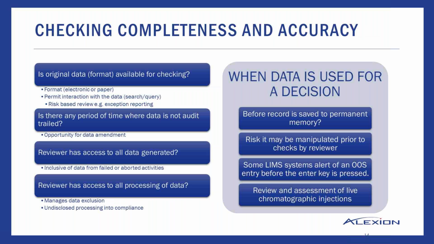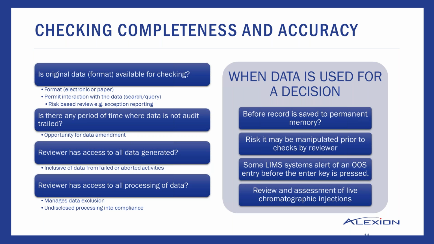Moving on to checking completeness and accuracy. Is the original data format available for checking? Is it electronic or paper? Does it permit interaction with data, search and query it? And this is important, I suppose, for risk-based reviews. Is it a risk-based type review for exception reporting? Because you really want to target, if there's an issue, can you target where the issue happened on a review, or can the reviewer do that? Is there any period of time where the data is not audit trailed? So this is an opportunity for data amendment.